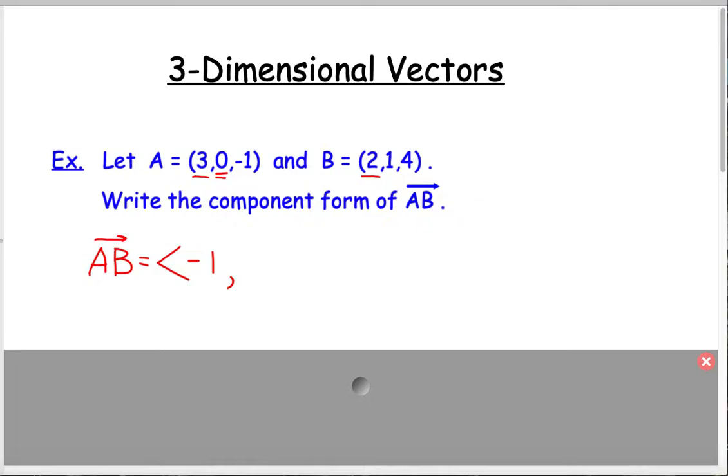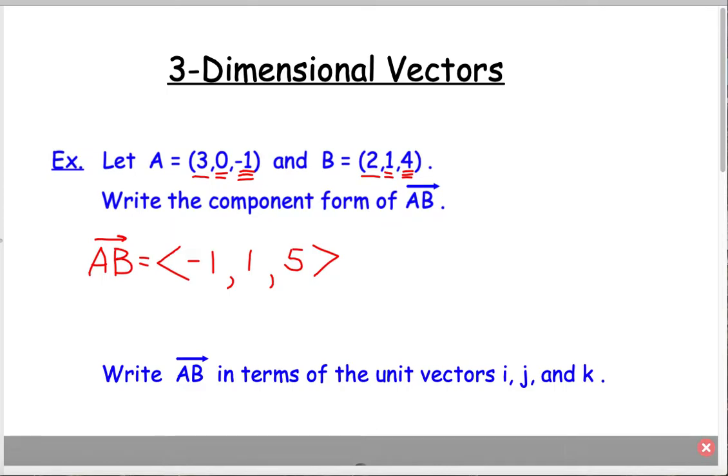Likewise, you look at the y's, we go from 0 to 1, so that's positive 1 in the y direction. And then we go from negative 1 in the z direction to positive 4 in the z direction, so that's 5 units in the z direction. So once again, if you just do terminal minus initial, you'll get your vector, negative 1, 1, 5. Okay, so that was easy enough. That's just like what we do in 2-space.